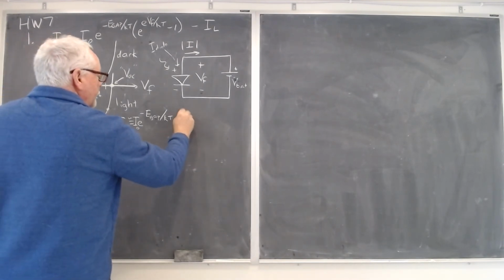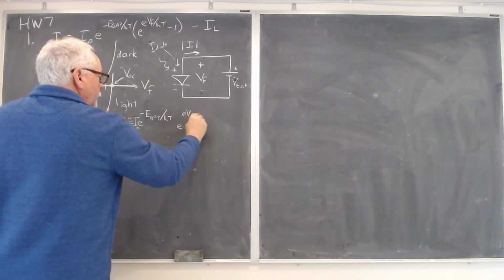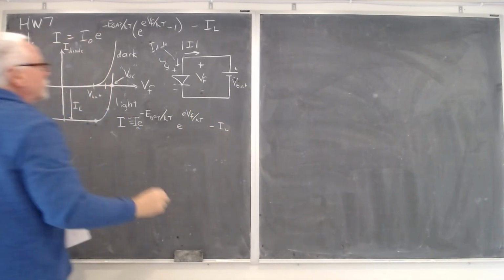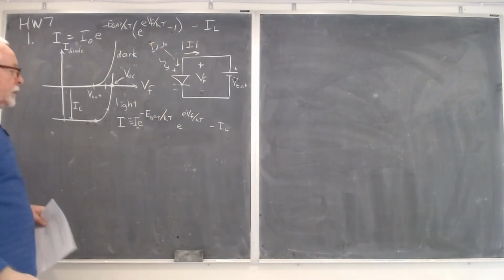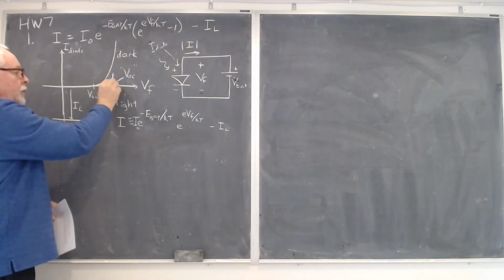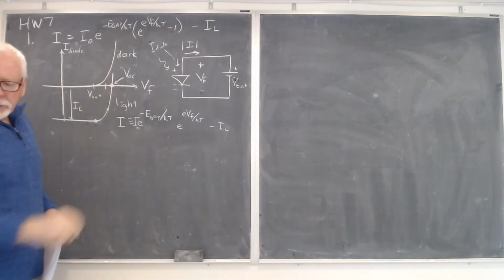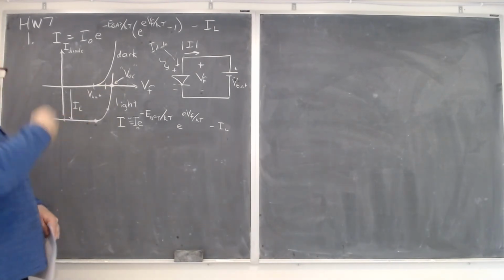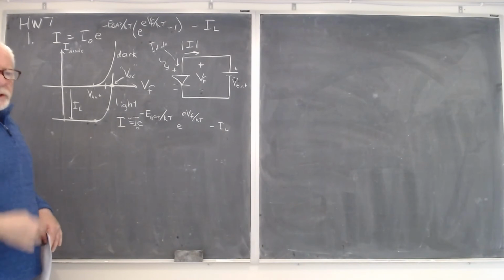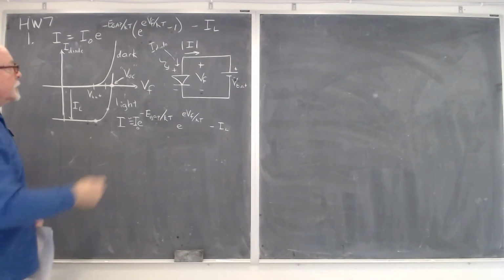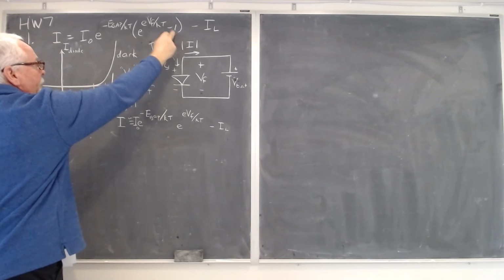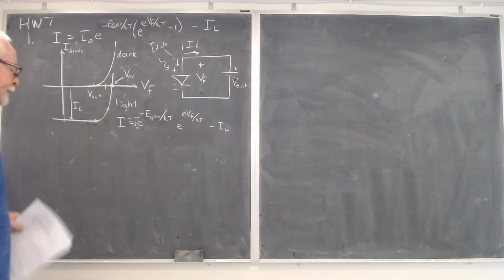Times e to the eV_F over kT minus I_L, meaning I neglected the 1. And the reason I can do that is because I want to determine this voltage. And clearly, from what you've learned, V_OC is going to be some number between half a volt and a volt. It's much bigger than kT, and so this dominates over that, and you can take the 1 away.